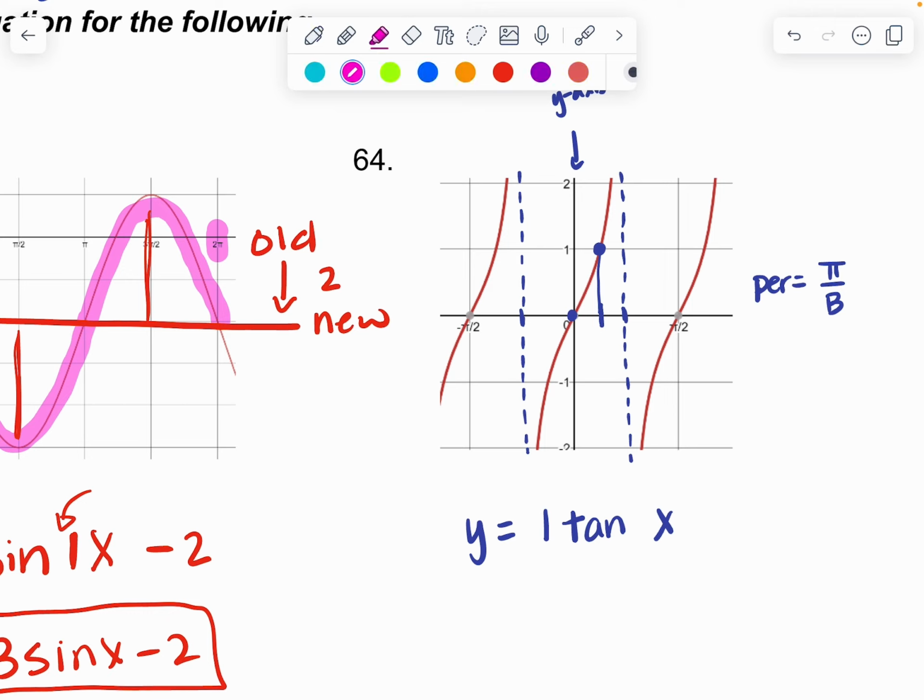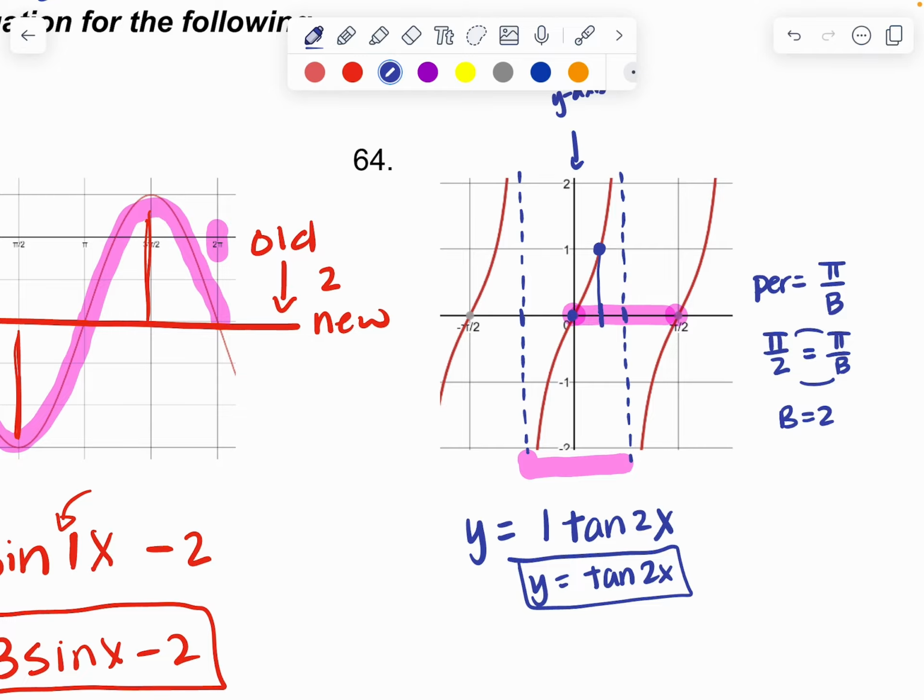So you can either look at it this way and go, well, how far is it from here to here? Or you could go, how far is it from here to here? How long does it take until they start repeating themselves? Well, it takes pi over 2 for it to start repeating itself. So that means that the period is pi over 2. So pi over 2 is pi over b. Pi is pi. That means b has to be 2. And again, cleaning this up a little bit, this would be y equals the tangent of 2x.